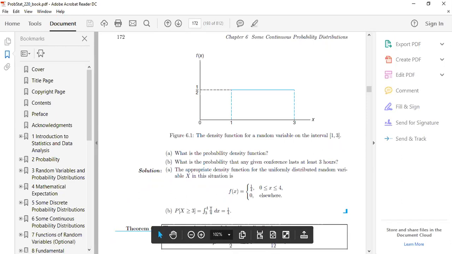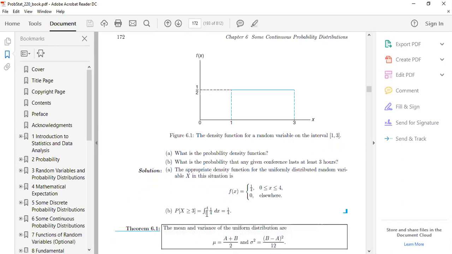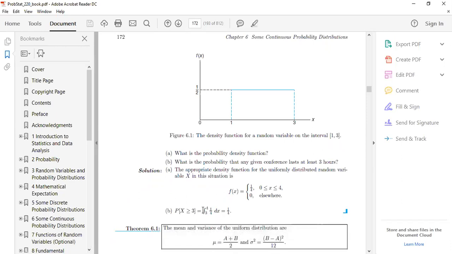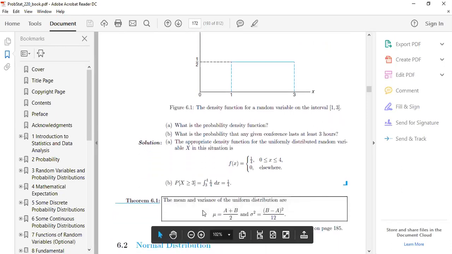Integration of 1 is x. So the range is 4 to 3. Second fundamental theorem of calculus, you are going to get that is equal to this one. So that is quite simple, right? So that is just the uniform distribution.